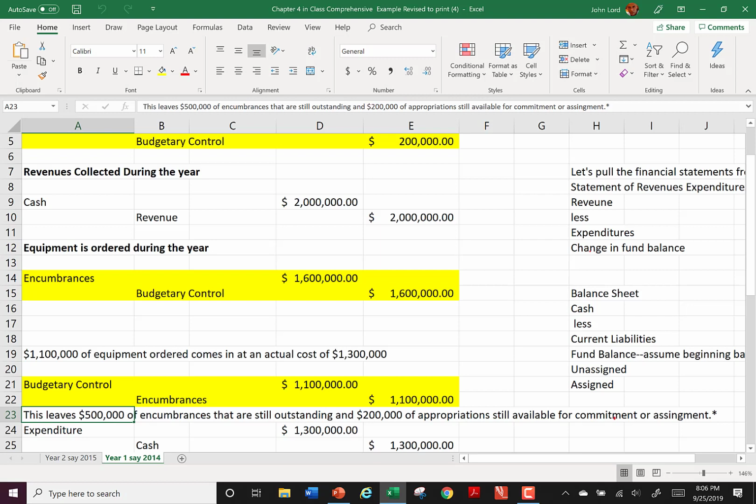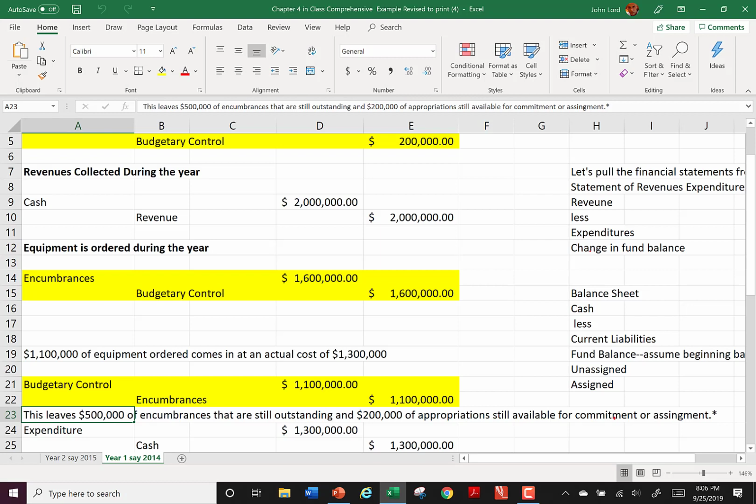So what do I do? I reverse my encumbrance for the original amount, don't I? The 1,100,000 that I ordered it for. And so I go ahead and I credit my encumbrance for 1,100,000. There's still outstanding a balance of what? A balance of 500,000. Good. And I have now budgetary control. I'm going to credit budgetary control for 1,100,000.